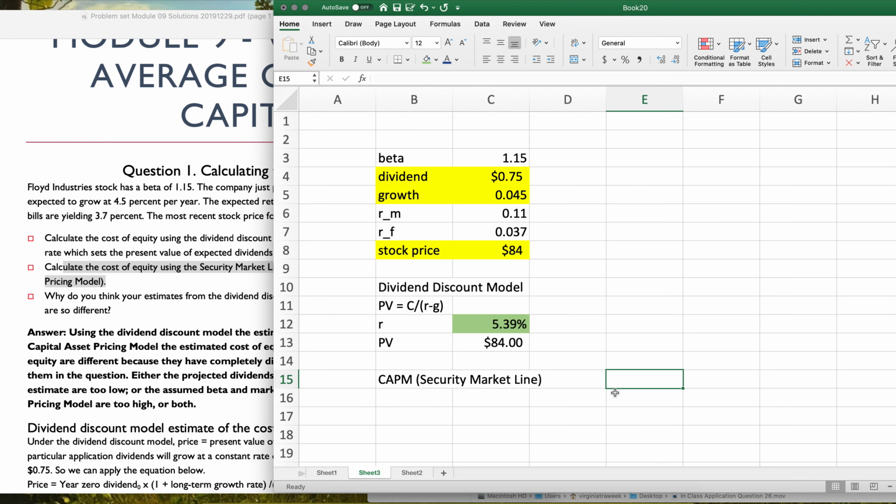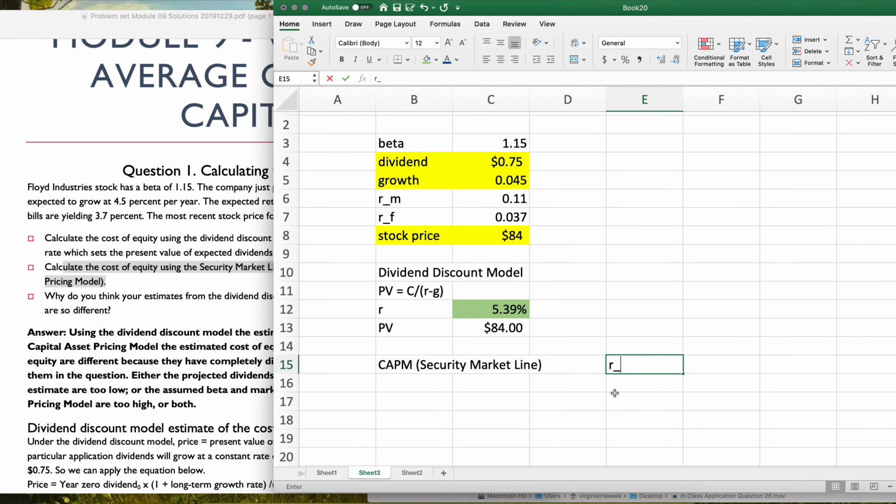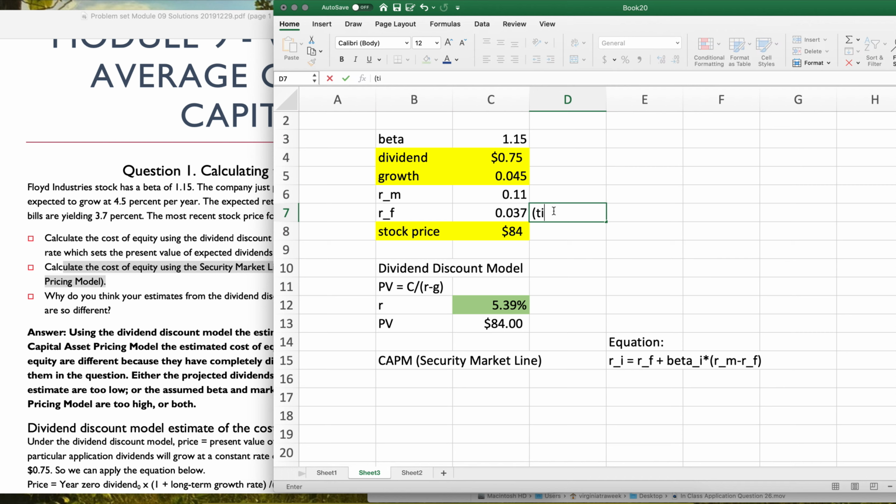I don't know if you remember, but the equation for that is the return on an asset equals the risk-free rate plus the beta of that asset times the return on the market minus the risk-free rate. The return on the asset is going to be our equity number that we're looking for. We're given the risk-free, that's up here. This is the treasury rate. The return on the market is given to us, and the beta is given to us.